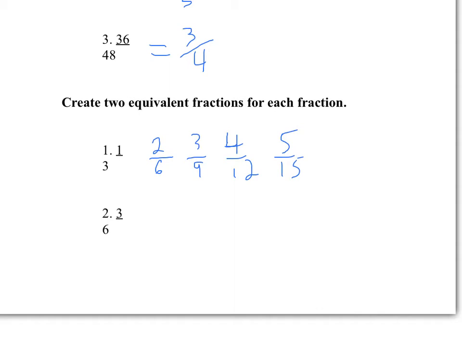Same for 3 over 6. I'm going to jump down one. It's actually the same as 1 over 2, 2 over 4, 3 over 6 again, 4 over 8, 5 over 10, and 6 over 12. Okay, and it keeps going up and up and up. But again, I'm assuming that those are the most common ones that you've created. Alright, going to the next page.